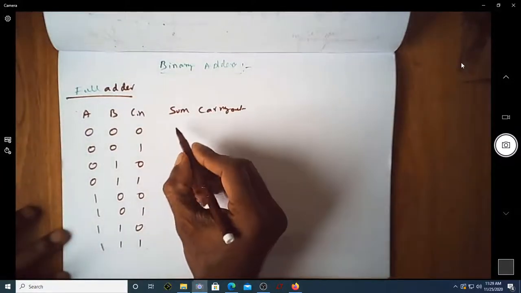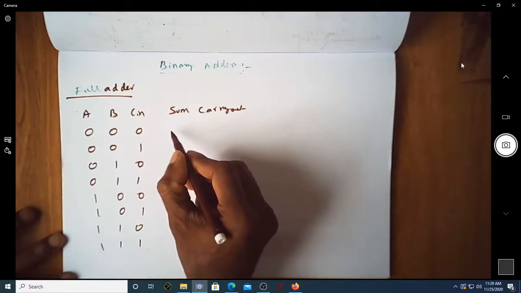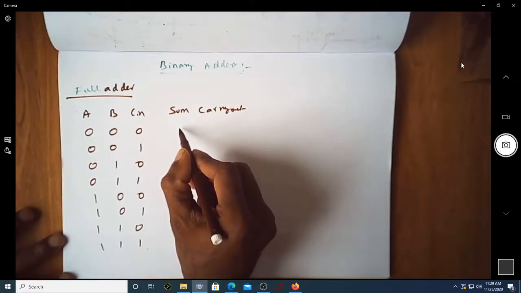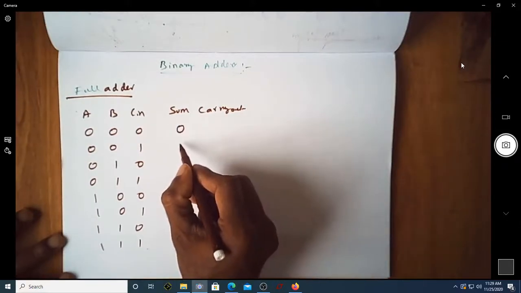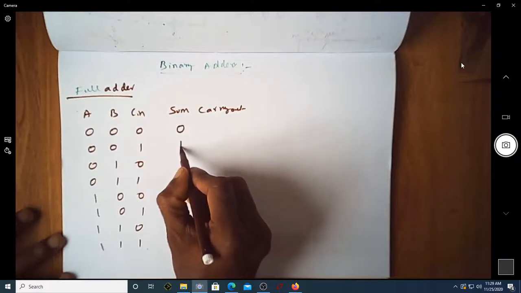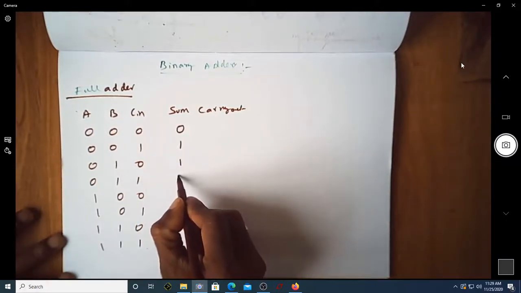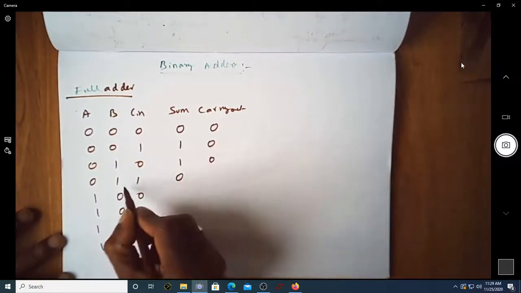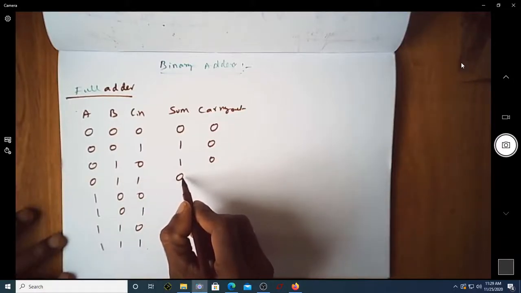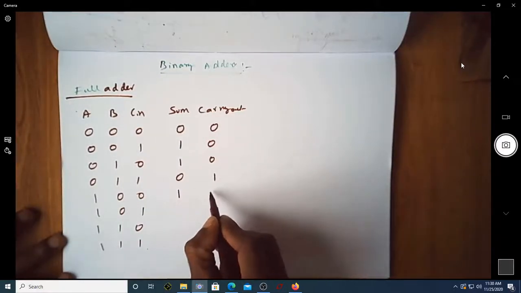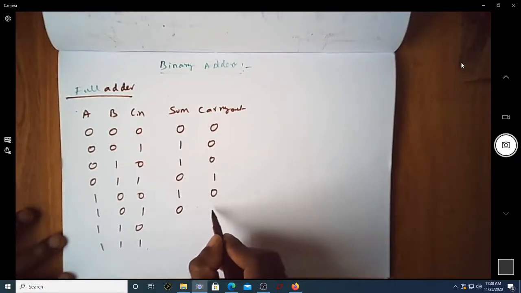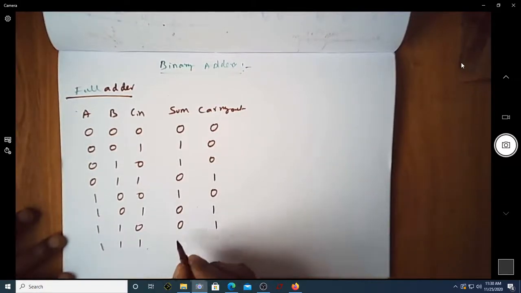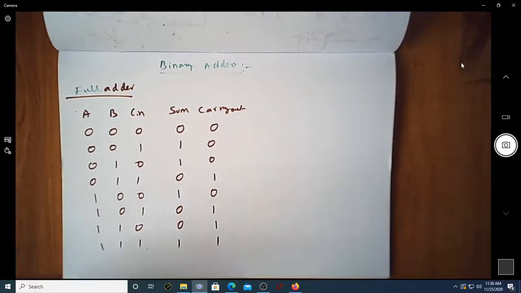This is a well-known truth table. Sum is 0 for the first combination, then 1, again 1, and then 0. Let me also start writing the carry. Carry out is 0 here, 0 here. Since it is 0 0 with sum 0 carry 1, sum 1 carry 0, again sum 0 carry 1, sum 0 carry 1, and of course for the last combination you're going to have sum and carry both 1.